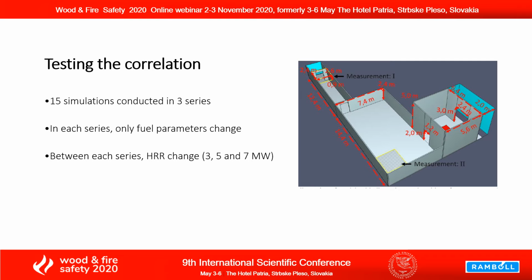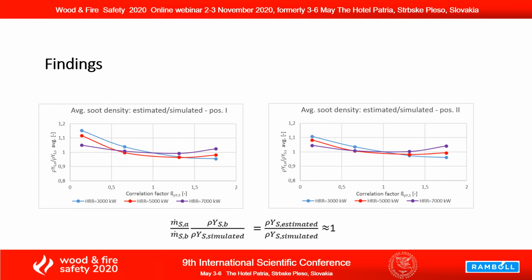15 simulations were conducted in 3 series, giving 5 simulations per series. Simulations in a series differed only in terms of fuel properties, for instance soot yield and chemical composition. Between series, heat release rates were altered. Results generally indicate that decent estimations can be made by use of the correlations.